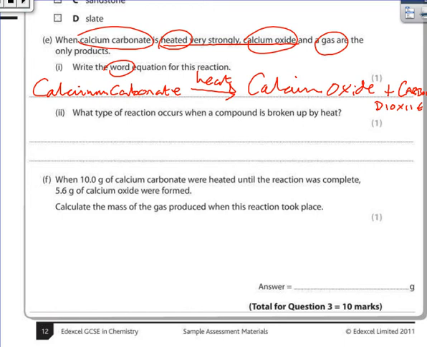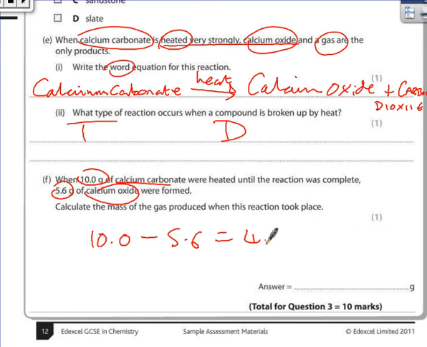What type of reaction occurs when a compound is broken up by heat? That's going to be a thermal decomposition. Okay. If we start with 10 grams of that calcium carbonate in the equation above, then we are not going to lose any mass overall. So we take away the 5.6, which is the calcium oxide formed, which will leave 4.4. That's the carbon dioxide that's left.